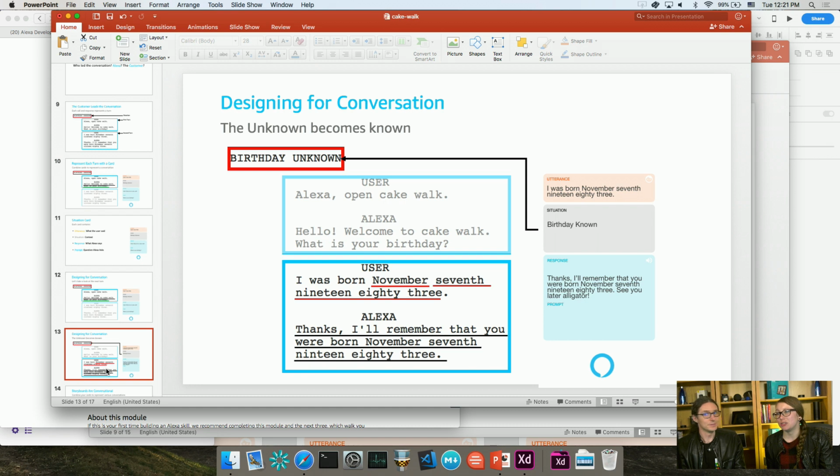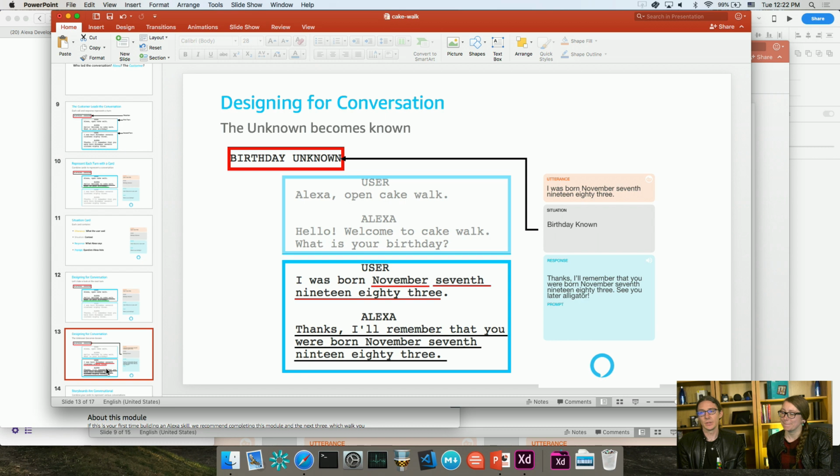Right, and this ensures she's also not going to respond with, I'm sorry, I was born November is not a valid month. What month were you born? Really silly stuff like that. She discards what is not needed and fills the slots that she needs. Right, so your skill's backend would just get these three slot values that you created, and you can name them whatever you want. In the case of Cakewalk, we've named them month, day, and year.